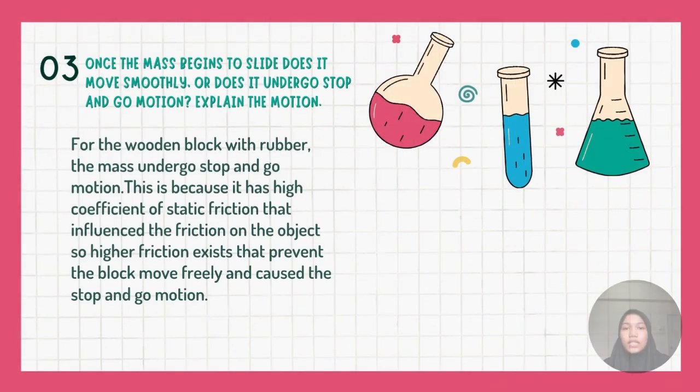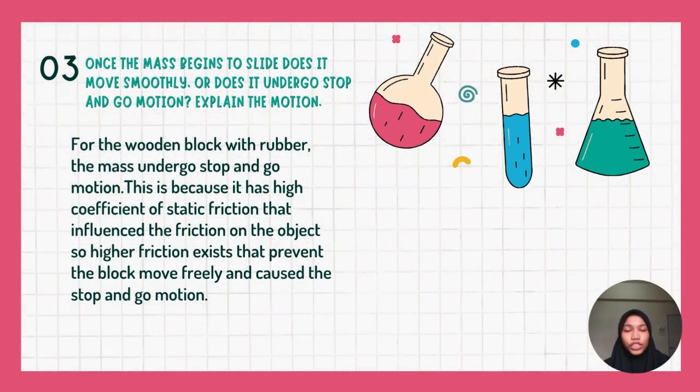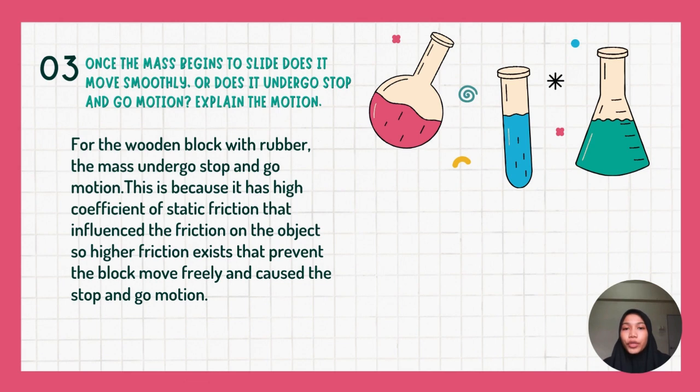Question 3. Once the mass begins to slide, does it move smoothly or does it undergo stop and go motion? Explain the motion. For the wooden block with rubber, the mass undergoes stop and go motion. This is because it has a high coefficient of static friction that influences the friction on the object. So, higher friction exists that prevents the block from moving freely and causes the stop and go motion.